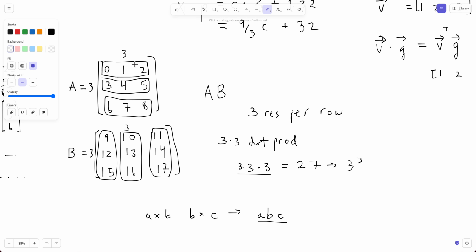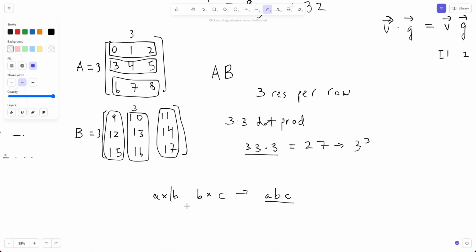So we need this thing called the inner dimension. This is the inner dimension. We need these to match. Okay, great. So now we have some intuition for matrix multiplication. In the next video, we're going to actually perform the matrix multiplication. See you there. All right, bye.